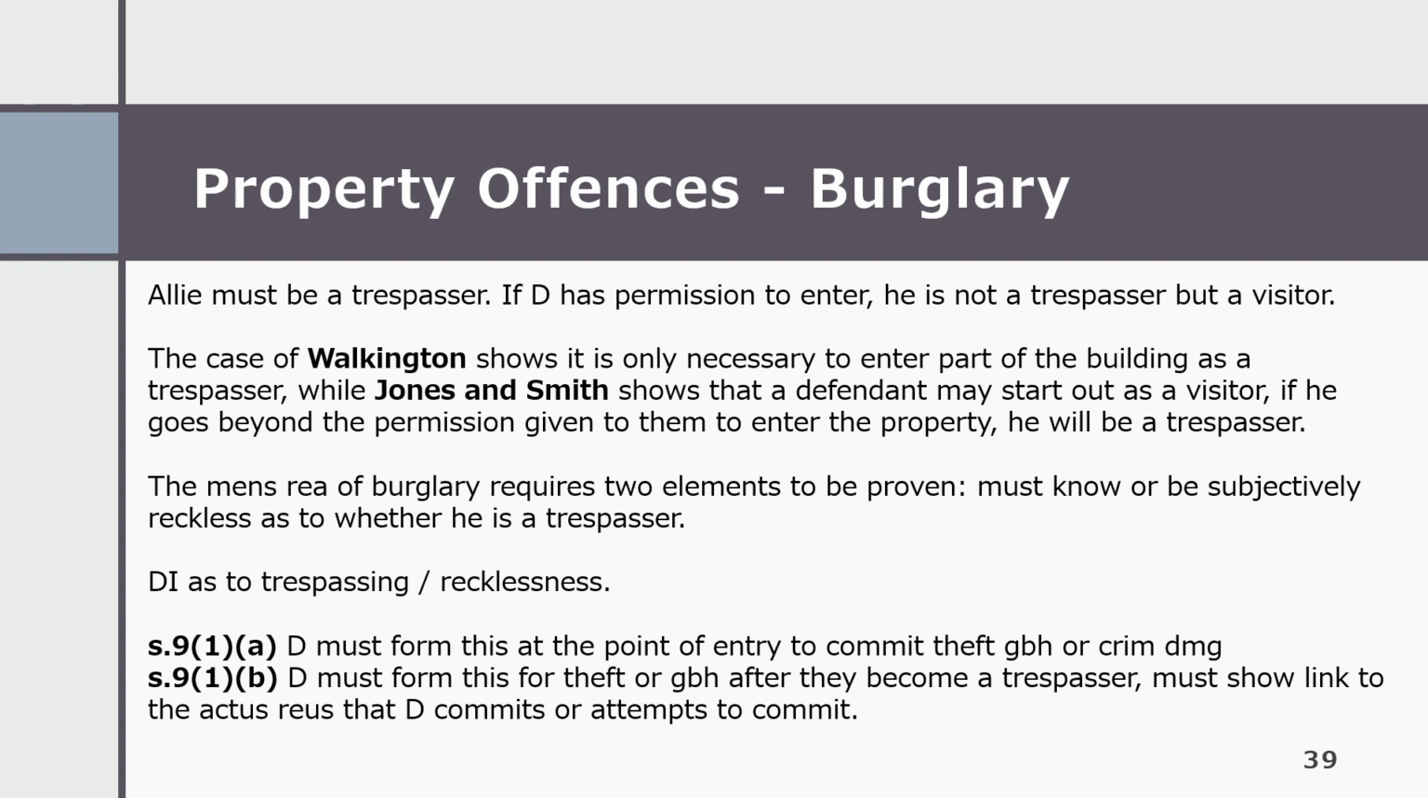The mens rea of burglary requires two elements to be proven. So they must know or be subjectively reckless as to whether he or she is a trespasser. So then you test the direct intention as to trespassing or recklessness as to trespassing. Section 9 subsection 1 subsection A states that D must form this at the point of entry to commit theft, GBH or criminal damage. Section 9 subsection 1 subsection B states that D must form this, so the mens rea for theft or GBH, after they become a trespasser, and they must show the link to the actus reus that D commits or attempts to commit.